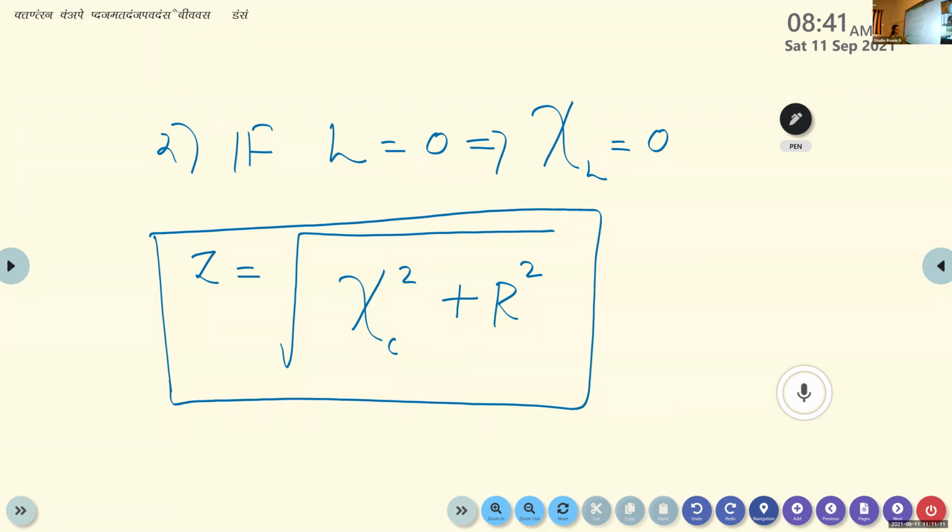This is the impedance for, can you name this circuit? Here the L term is not present, so it is CR circuit. CR circuit, which consists of only the capacitor and resistor. Here in this case, the inductor is not present. Inductor is absent.